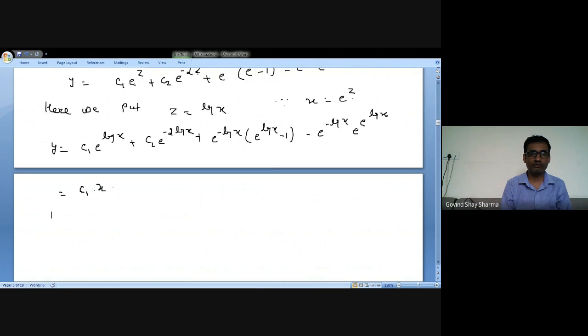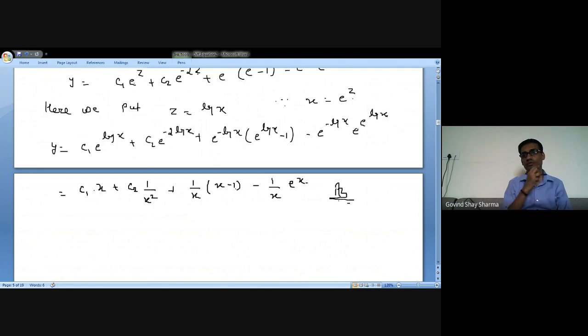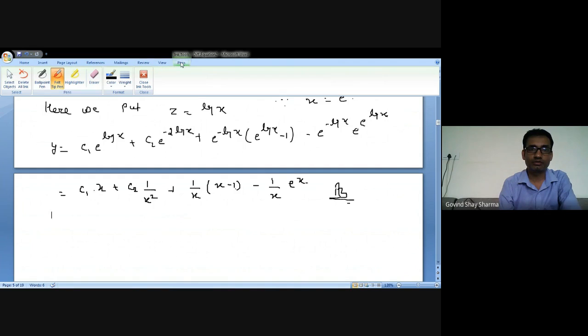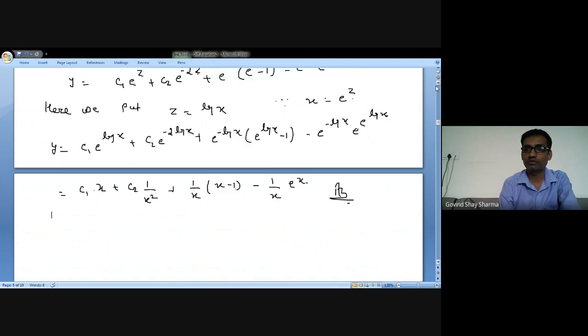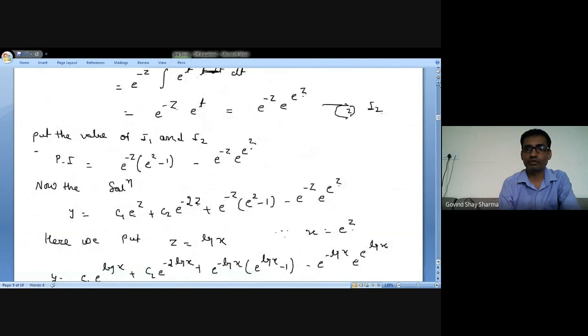We can solve it easily to make our answer: this becomes x, this becomes x square, this will become 1 upon x, (x minus 1) minus 1 upon x. This is our answer, students. Again we will see an important question, so again we will visit and explain it to you.